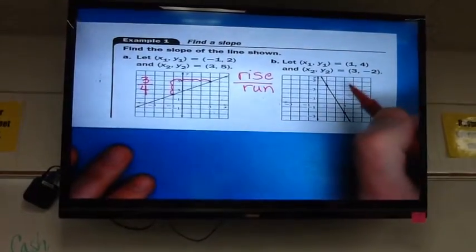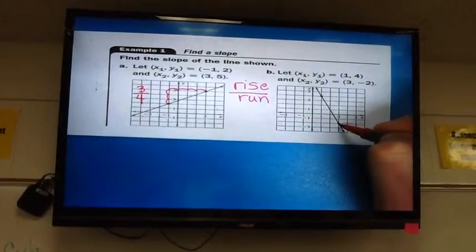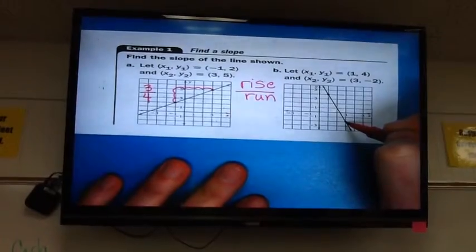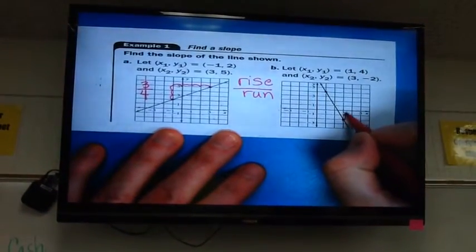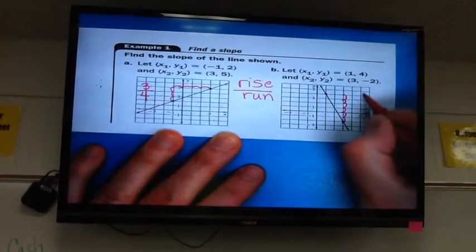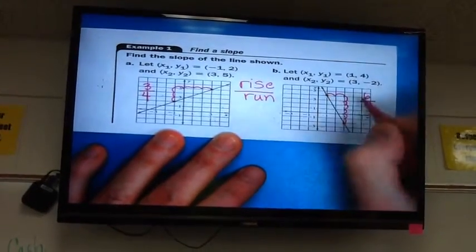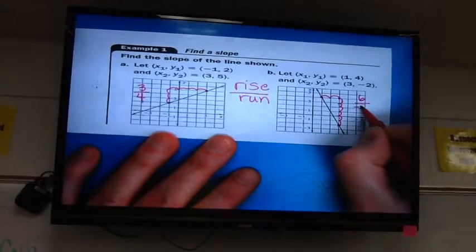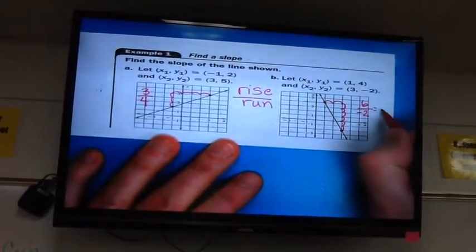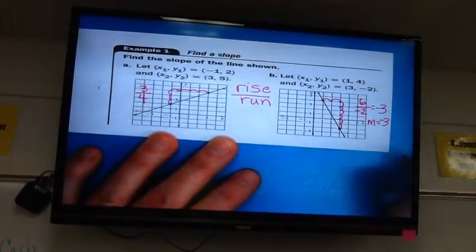If we look at the second example, example B, I have the point 3, -2, and 1, 4. Again, I'm going to start at the lowest point, and I'm going to go up 1, 2, 3, 4, 5, 6. And I'm going to the left 1, 2. Since I went to the left, it's going to be -2. And I can simplify that fraction to equal -3. So the slope of this line is -3.